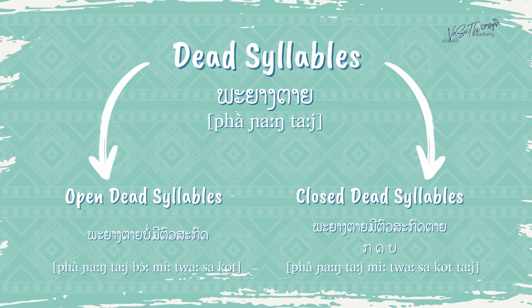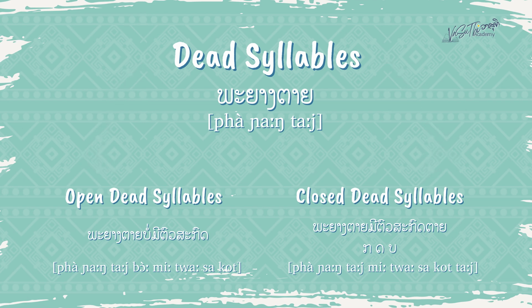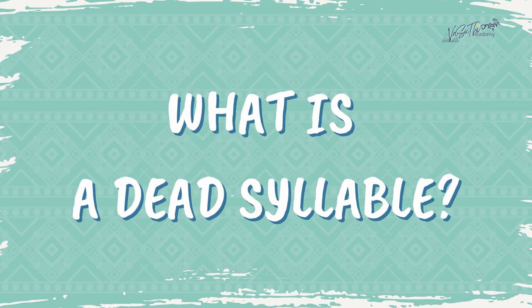Now let's have a look at dead syllables. พยางค์ตาย As we mentioned earlier, dead syllables are divided into open dead syllables พยางค์ตายบ่มีตัวสะกด and closed dead syllables, closed by a voiceless or dead consonant. พยางค์ตายมีตัวสะกดตายกอดอบอ But first of all, what do we mean by dead syllable?